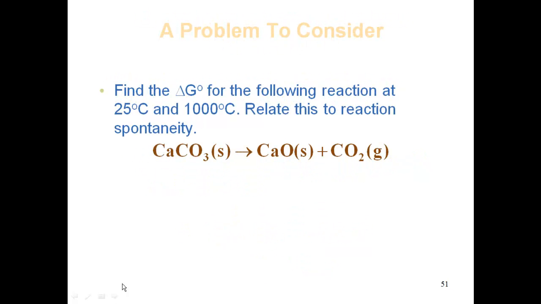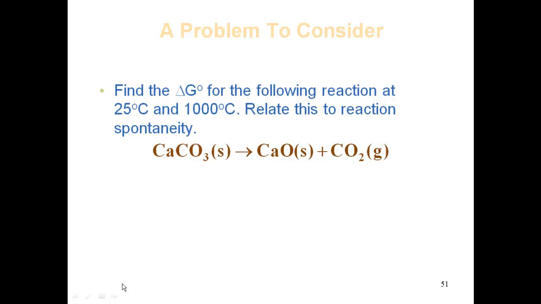Let's look at an example. Find the delta G for the following reactions at 25 degrees and 1000 degrees, so we're doing two different calculations, and relate this to the reaction's spontaneity. So we're looking at calcium carbonate breaking up into calcium oxide and carbon dioxide.